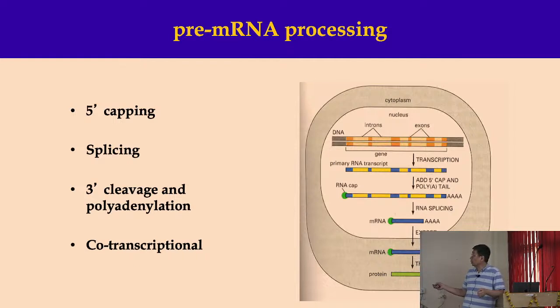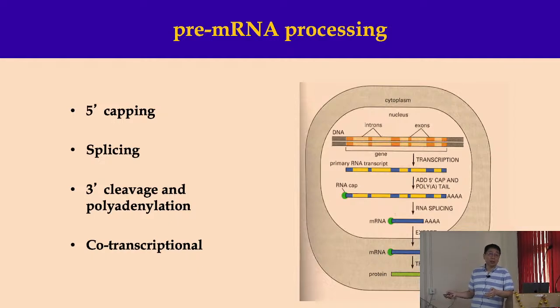So without any of these processing events, the RNA is trapped. It doesn't get exported. Then it's useless because it can never be translated. So it's a critical process. So we have been studying the 3' end processing event. We also studied a little bit about 5' capping, but I won't go there. Don't worry about that for now.